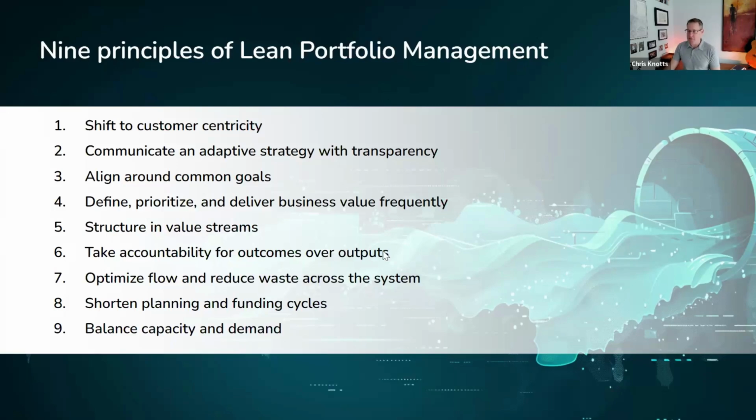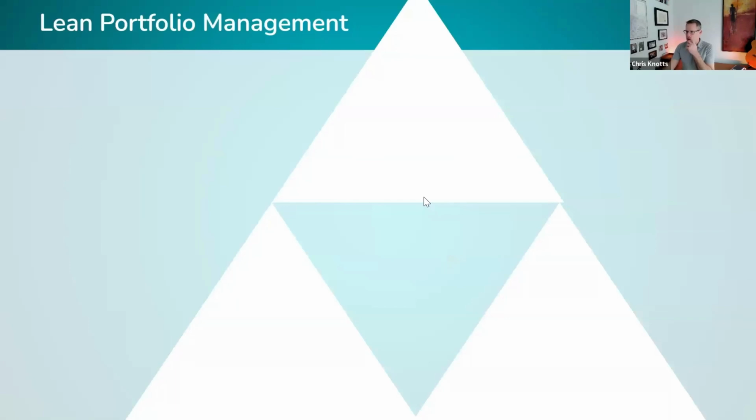Outcomes over outputs is a very key principle. Optimizing flow, reducing waste. We've talked about that. Shortening the cycles. We've talked about that. And then doing other lean things like leveling the capacity, so that you don't have these big surges in demand, big drops in demand. If you can level things like that, leveling demand with your capacity, matching capacity to the demand of the portfolio, those things build efficiency into your system. So the graphical representation you usually see for LPM is this kind of like pyramid of 3 triangles.